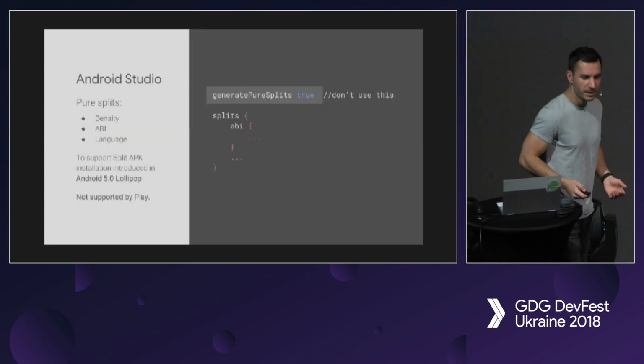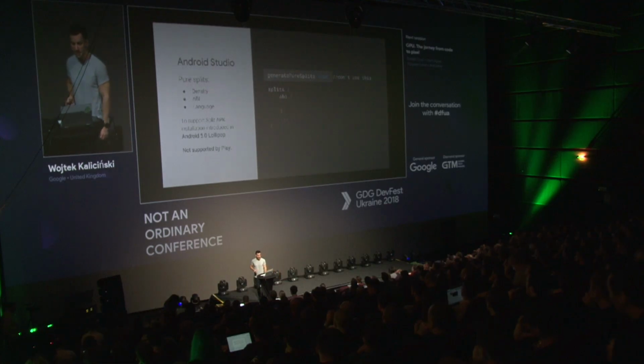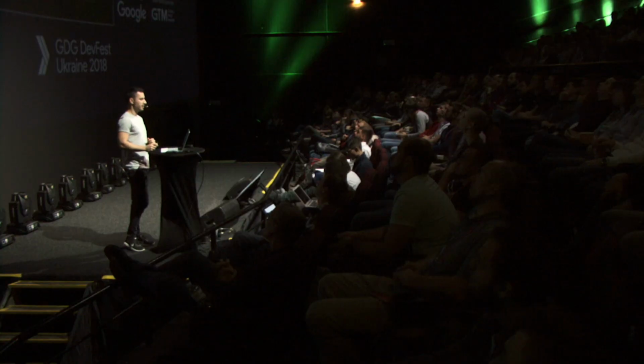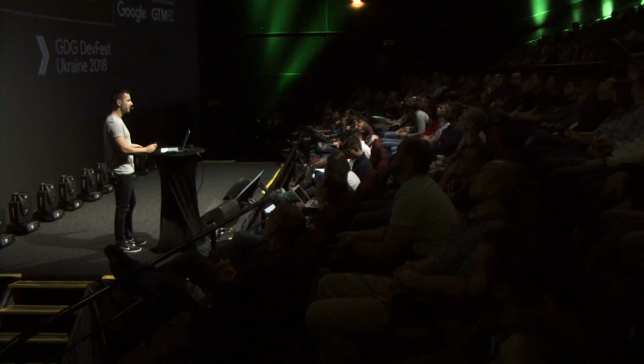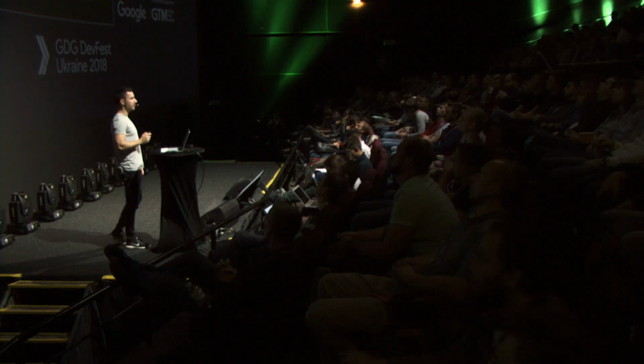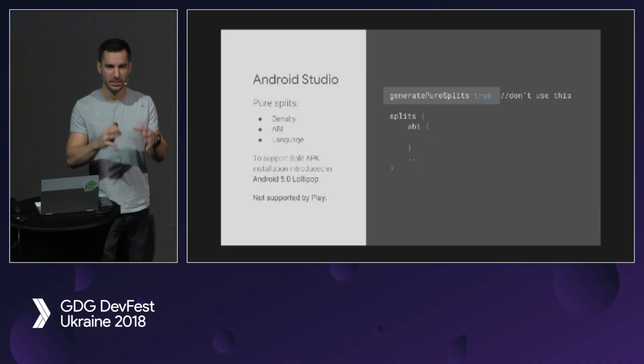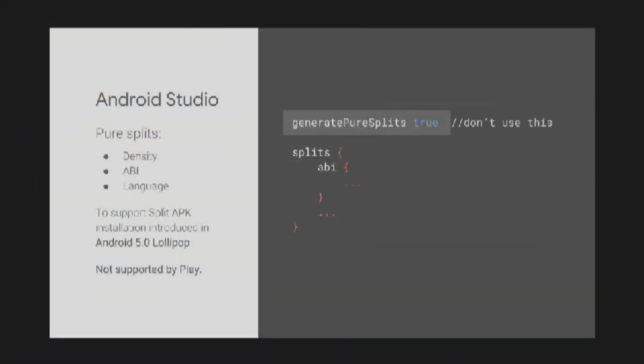So why is it wrong? Actually, there was a hidden directive that we never talked about because it wasn't supported, called generate pure splits. It was introduced at the same time as the regular splits to support something that Android 5.0 Lollipop introduced, which was the possibility of installing multiple APKs as one application package. So you could push a few smaller APKs, and they would sit on the device, but they would be run as a single application. And these were split APKs.